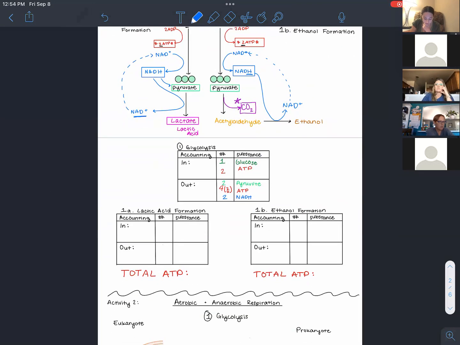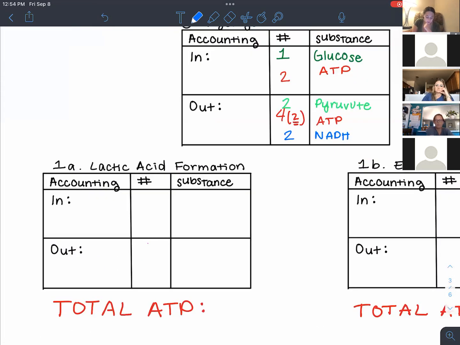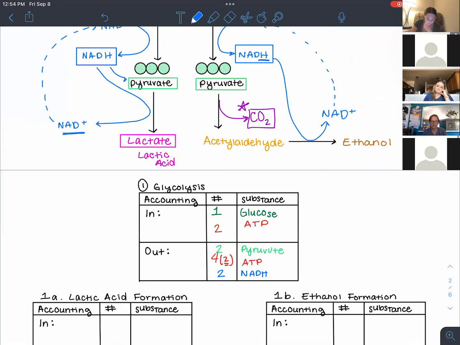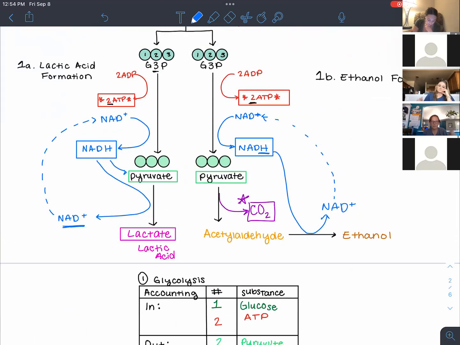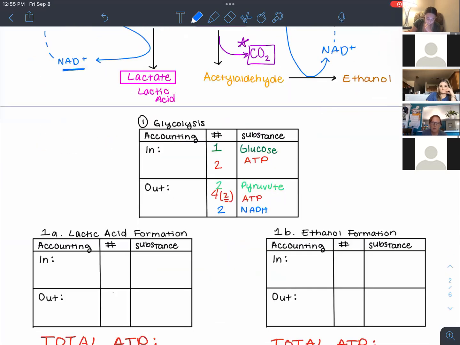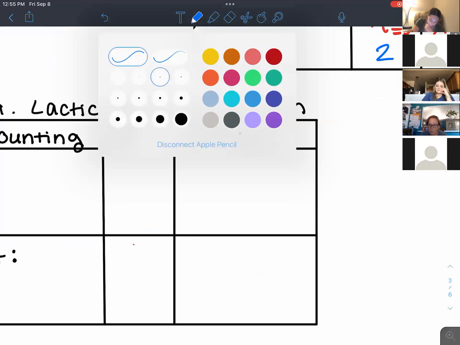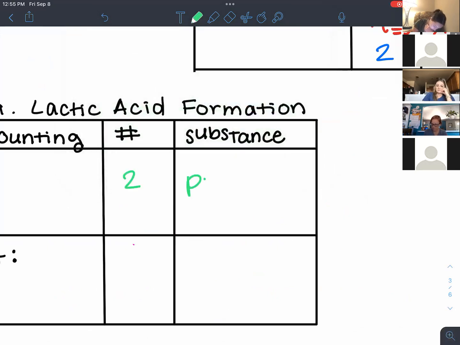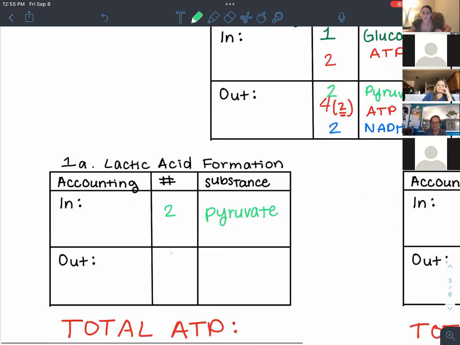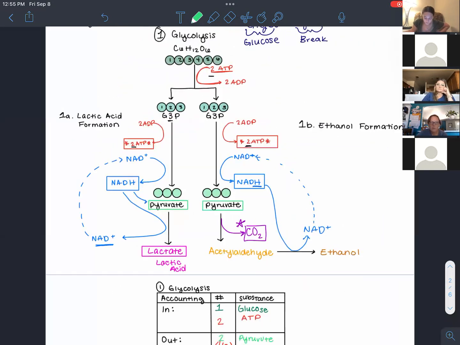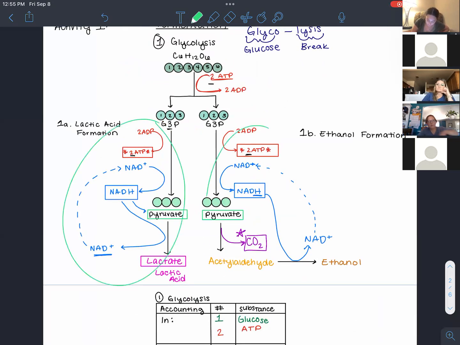All right, so now let's do our accounting for the lactic acid formation. What went in for lactic acid fermentation? Our second step here, 1A. Pyruvate. And we do understand we had 2 pyruvate, right? Do we understand where I'm getting the 2 from? Because this whole process would be repeated over here as well. I just wanted to show you both on the same chart.